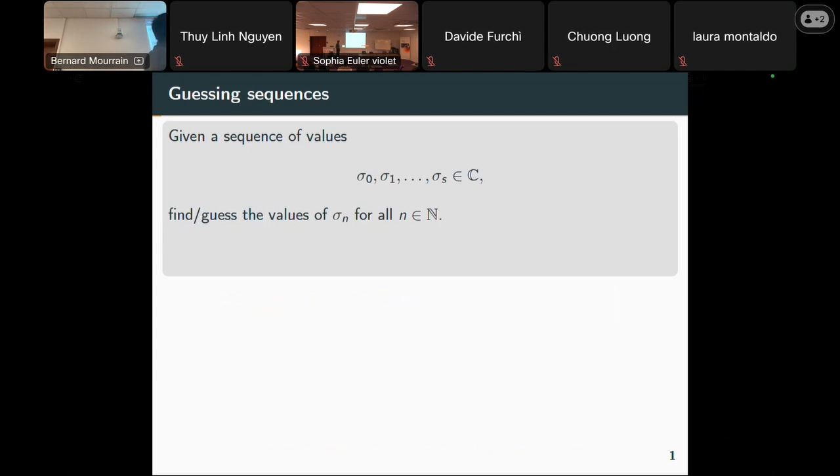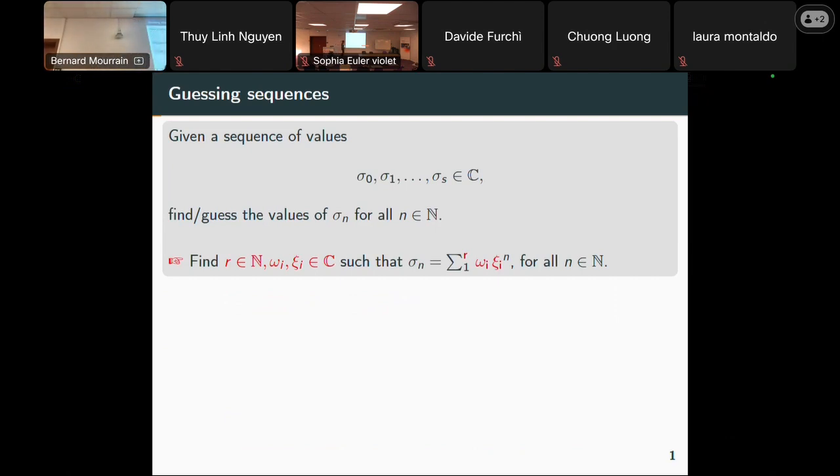For instance, the first one, I give you a sequence of values here, some numbers, sigma 0, sigma 1, sigma 2, sigma s. And I ask you, what is the value of sigma n when n is, say, 1 million? Okay, so this is not a very well posed problem because you can say what you want. But if you find a structure in this sequence, then you may be able to use this structure that you have recognized to tell what is sigma 1 million.